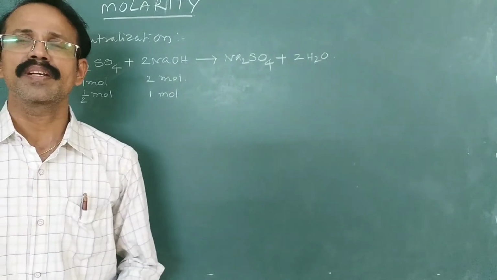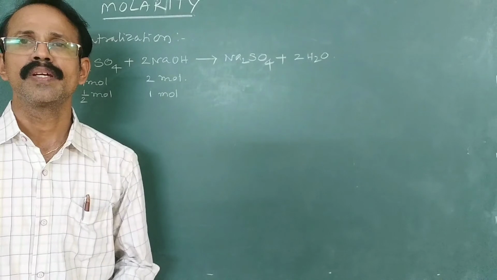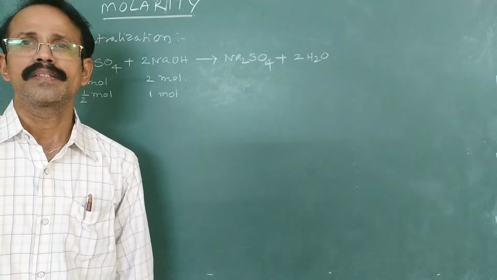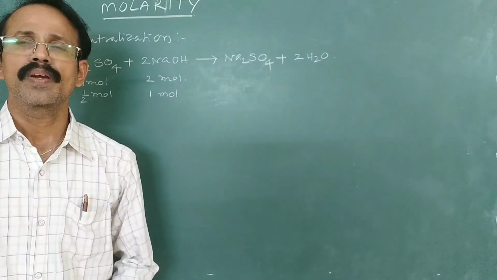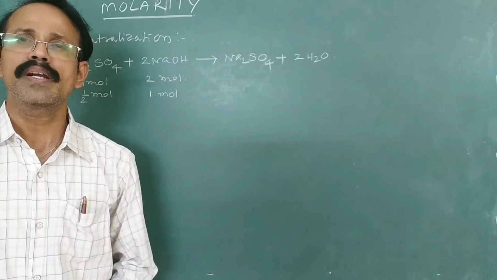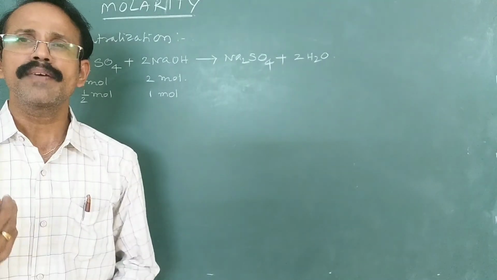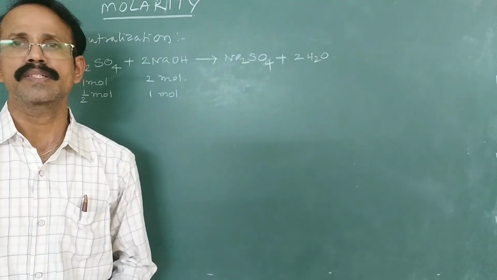Neutralization is the reaction in which an acid reacts with a base to form salt and water. Suppose the molarity of the acid is given and the volumes of both acid and base are given, then how do you calculate the molarity of the base? Or the molarity of the base is given, how do you calculate the molarity of the acid? Let us see.